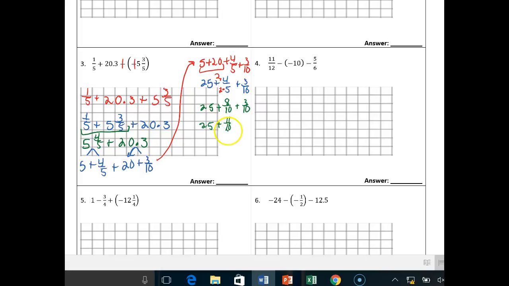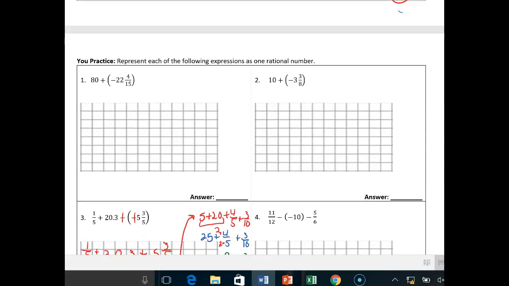What's the problem with this? Well, that's an improper fraction. 10 goes into 11 one time with 1 left over. So 11 over 10 becomes 1 1/10. I add that to my 25. 25 plus 1 1/10, they are the same sign, so I should get 26 and 1/10. All right. Notice everything here was positive, so my answer should be positive. Shouldn't be any tricks to that.